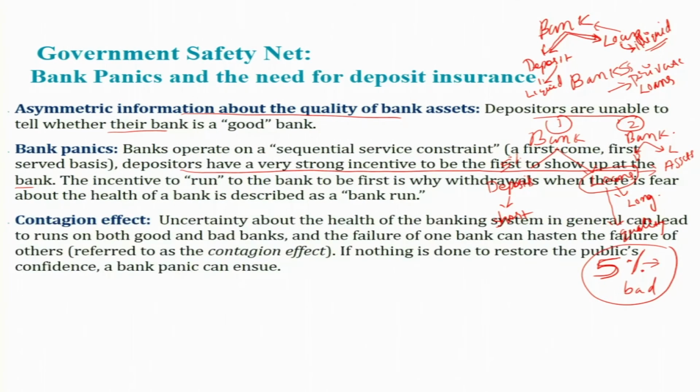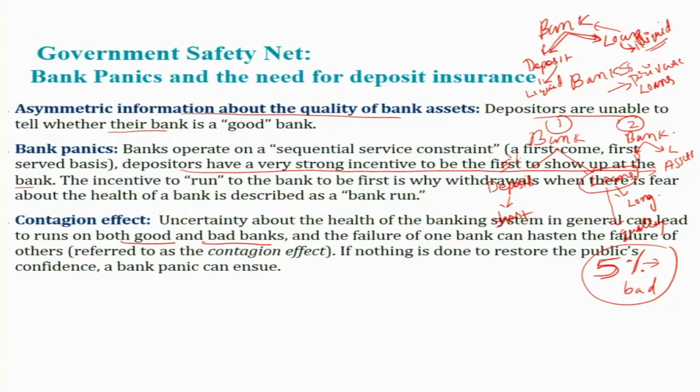You can really see that it's a kind of contagion effect. That means uncertainty about the health of the banking system in general can lead to runs on both good and bad banks. Because initially the problem will be with the bad banks, but from the depositors' perspective, they don't know clearly how to distinguish the good banks and bad banks. The moment they come to know that some banks are not giving back their deposits, people will start running to the good bank as well.